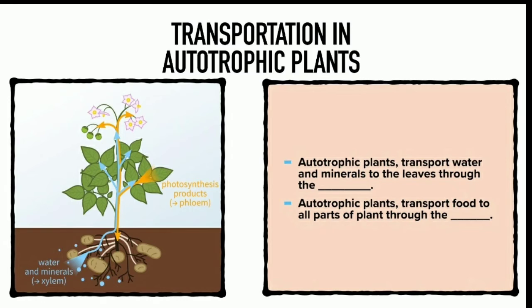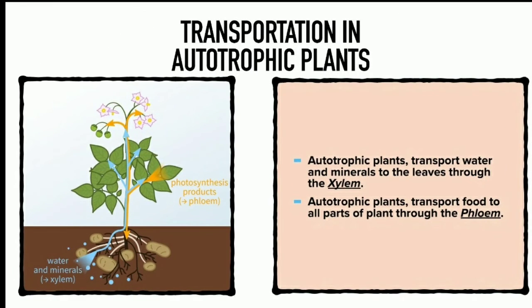Autotrophic plants transport water and minerals to the leaves through the dash. And the second one is autotrophic plants transport food to all parts of the plant through dash. What would be the answer, children? Think. Absolutely correct. Autotrophic plants transport water and minerals to the leaves through the xylem. And autotrophic plants transport food to all parts of the plant through the phloem. Very good, children.